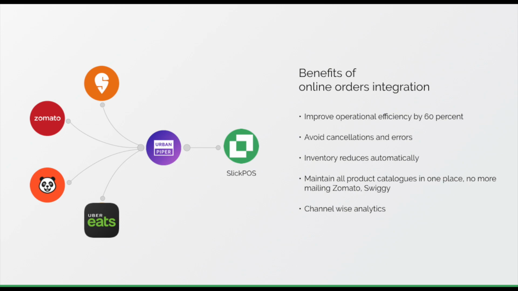Hi, this is Abhishek. Are you a restaurant with multiple food portal integrations? And you're facing issues such as errors due to manual entries, inventory not reducing due to partial integration? It is time that you switch to integrating with SlickPOS via UrbanPiper.